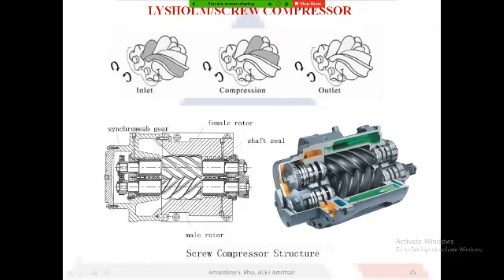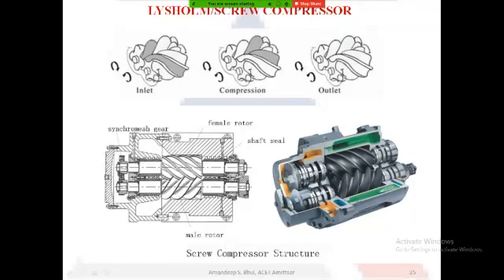So here you can see the actual diagram or the cut section of a Lysholm or a screw compressor. Here you can see that this is the male lobe compressor, and this is the flute inside the female lobe or the female part of the shaft of the compressor.